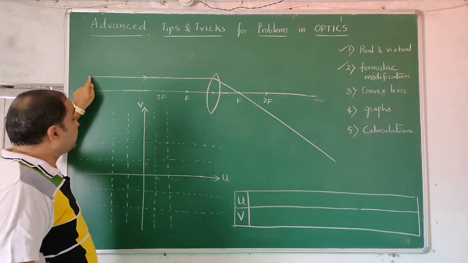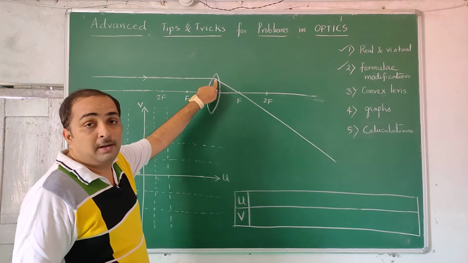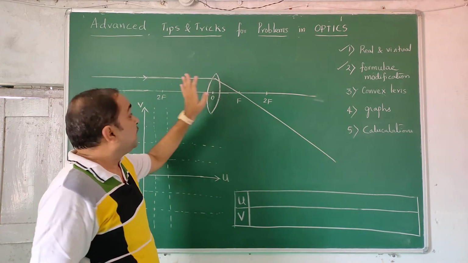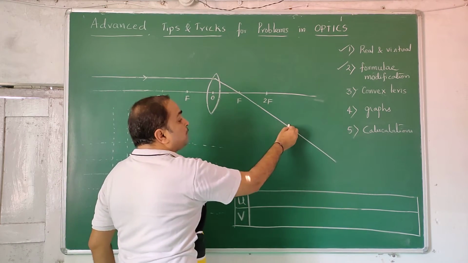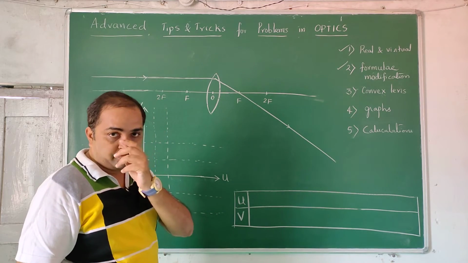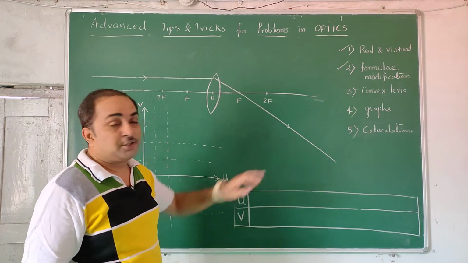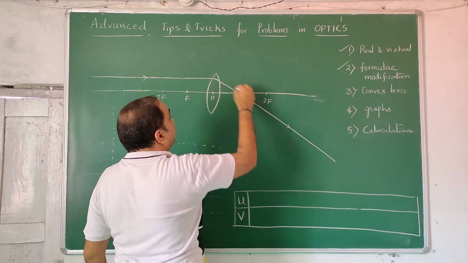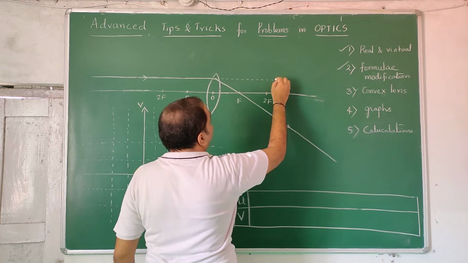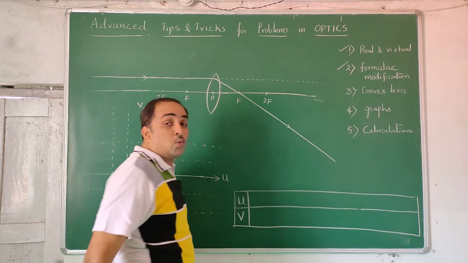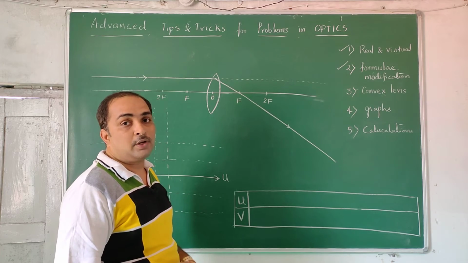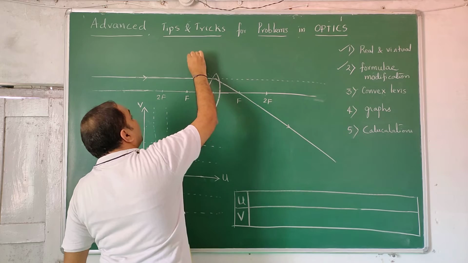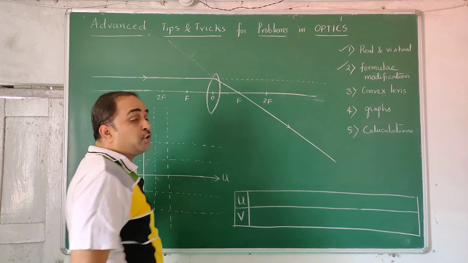So this zone, starting from infinity up to the pole, up to the optic center, is real object. Incident rays are related to object. Refracted rays are related to image. But if I extend the incident ray straight, instead of taking a turn like this, these are related to virtual objects. If I extend this ray backward like this, this is related to virtual images.